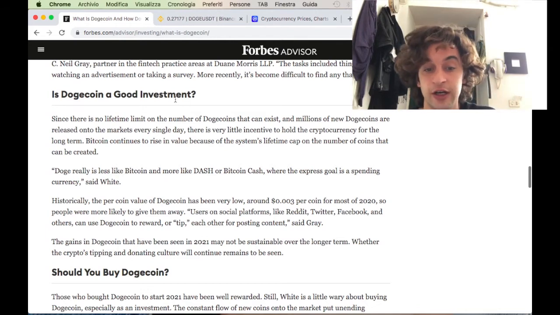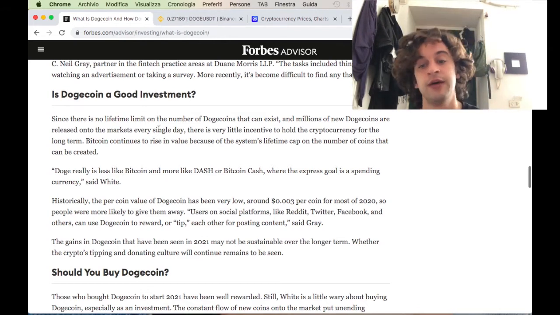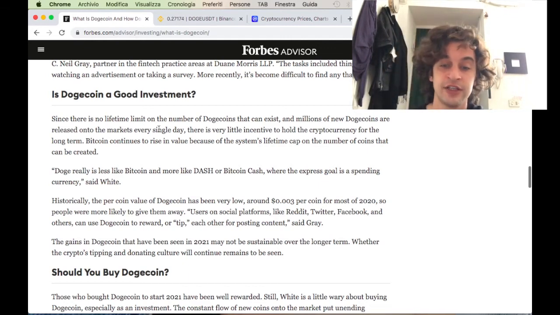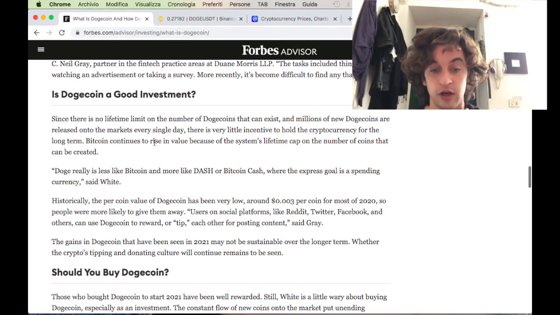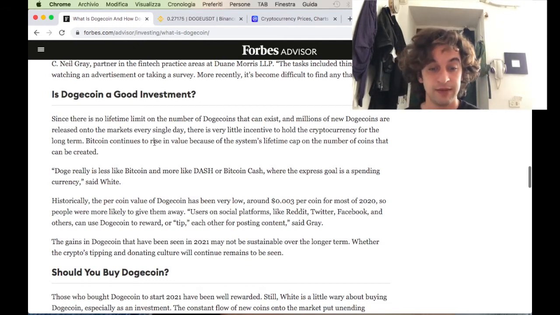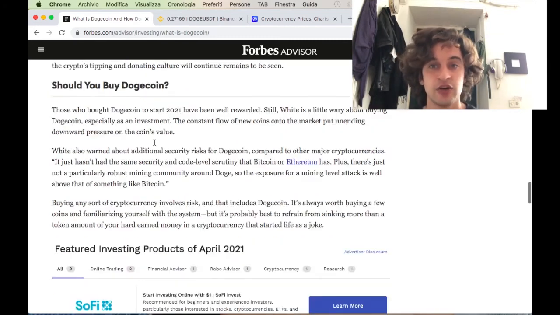Is Dogecoin a good investment? Since there is no lifetime limit on the number of Dogecoin that can exist, and millions of new Dogecoins are released onto the market every single day, there is very little incentive to hold the cryptocurrency for the long term. Bitcoin continues to rise in value because of the system's lifetime cap on the number of coins that can be created. Doge really is less like Bitcoin and more like Dash or Bitcoin Cash, where the express goal is spending currency. So it's a currency that wants to be spent. This is the mentality. It's not a store of value. It's not a value coin, kind of like Bitcoin. It's more something that you can spend, and it's easier to afford the transaction.